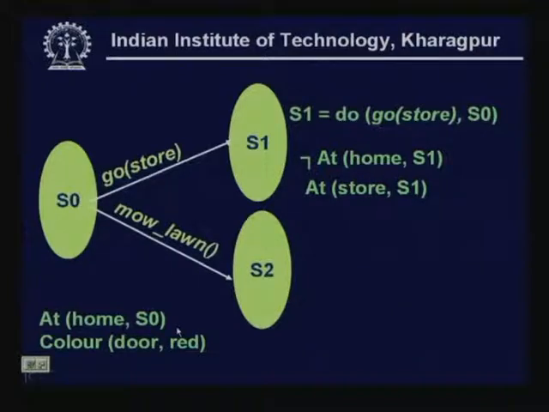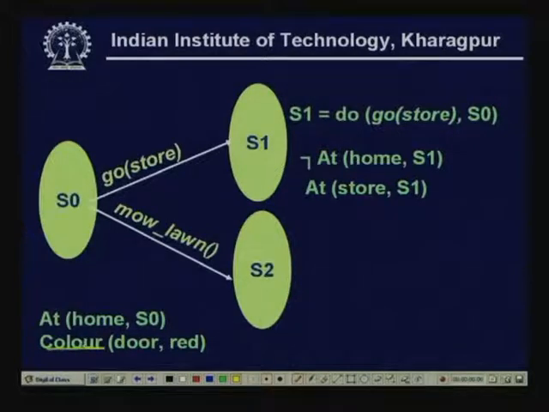This is another example. Suppose the situation S0 corresponds to at home S0, color door red. Now notice that this proposition color, its value does not depend on the situation, or on the time. So for the proposition color, we have not added the situation argument. At is a proposition whose value changes depending on the situation. So here we have added a situation argument, but for the proposition color, we have not added any situation argument. So S0 is described by at home S0, color door red.